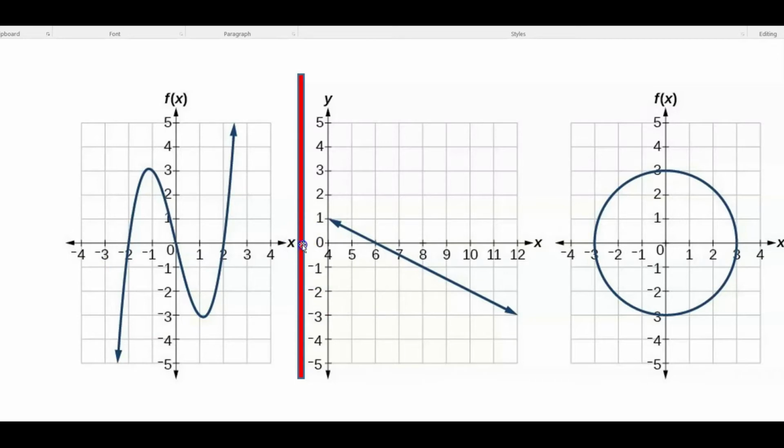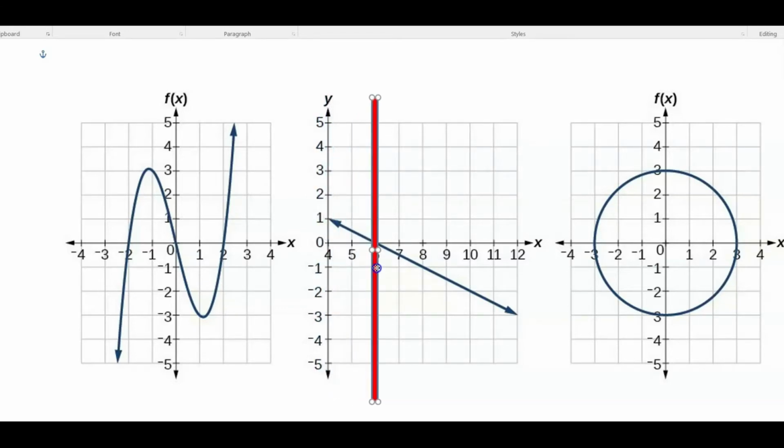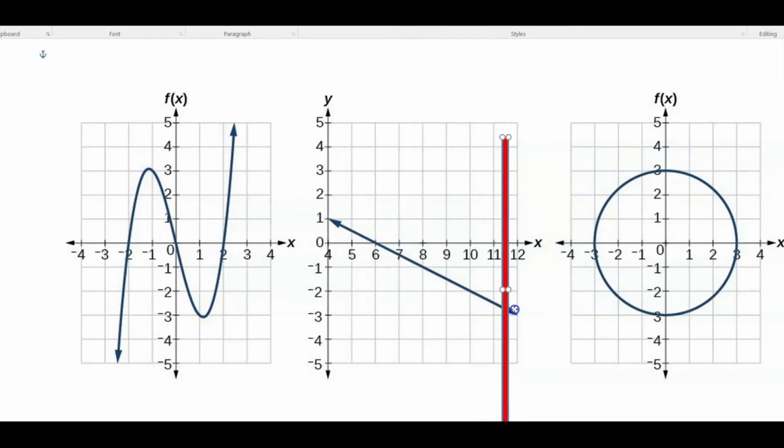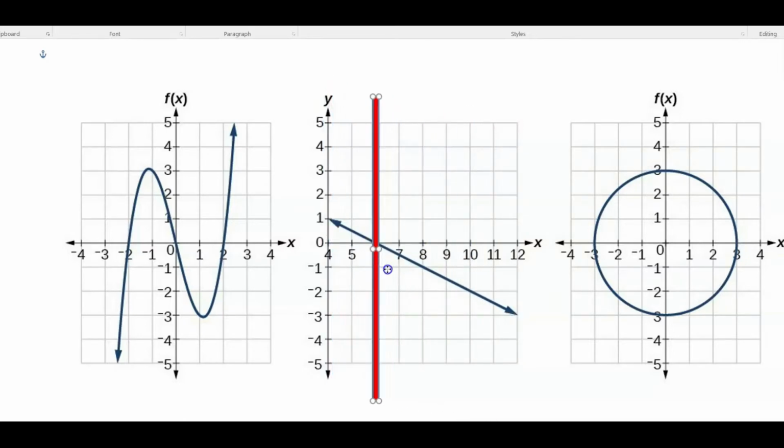If I take a vertical line, if a graph is a function like this one here in the middle, a vertical line, if I take it all the way across, it will only cross that line in one place. So if you look at this graph in the middle, it passes the vertical line test because it only crosses in one place all the way across.